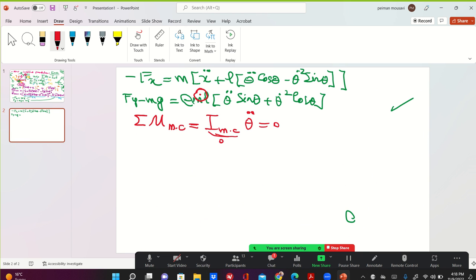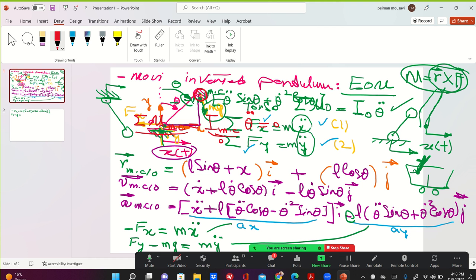Now the forces around the mass center. Which forces do we have? Let me delete all of these because we won't use them.